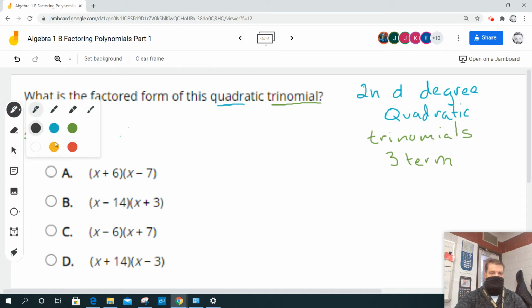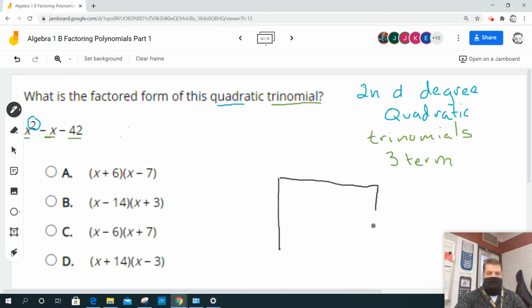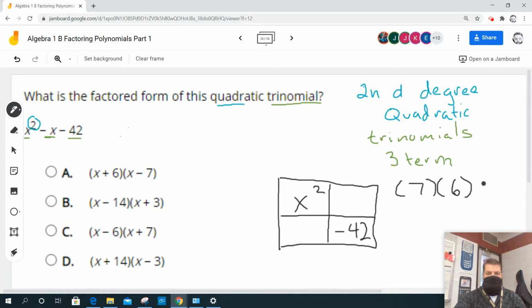But what they're asking us to do is factor it. So to factor it, I'm going to do this little box, and we're going to guess and check. I'm going to start by writing the first term, which is x squared, and the last term, which is negative 42. I know the factors of 42, like 7 times 6 equals 42, but it's got to be negative, right? So because it's got to be negative, I'm gonna have to decide which one's gonna be negative. So we'll come back to that.